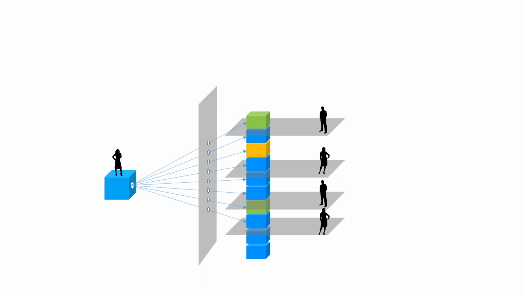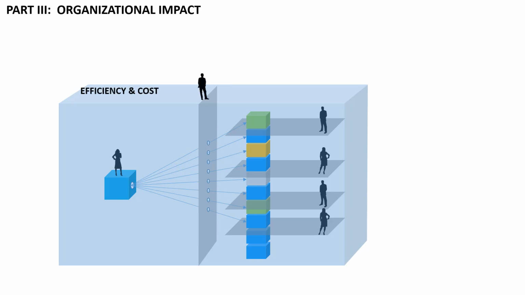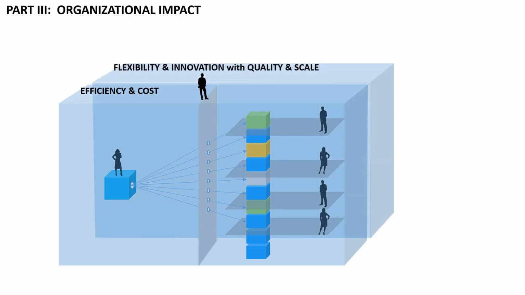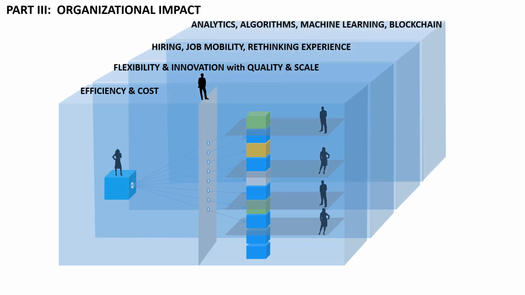Now that we understand what Stemmons can do and how it works, we can move on to the kinds of benefits that we can get from having a unified approach like this. This conversation starts with basics like efficiency and reduced costs. We also get flexibility and innovation, quality and scale. Workplace issues come next: hiring, job mobility, and rethinking the role of experience in a company. Finally, Stemmons is a perfect springboard to leverage new technologies like analytics, algorithms, machine learning, and blockchain.